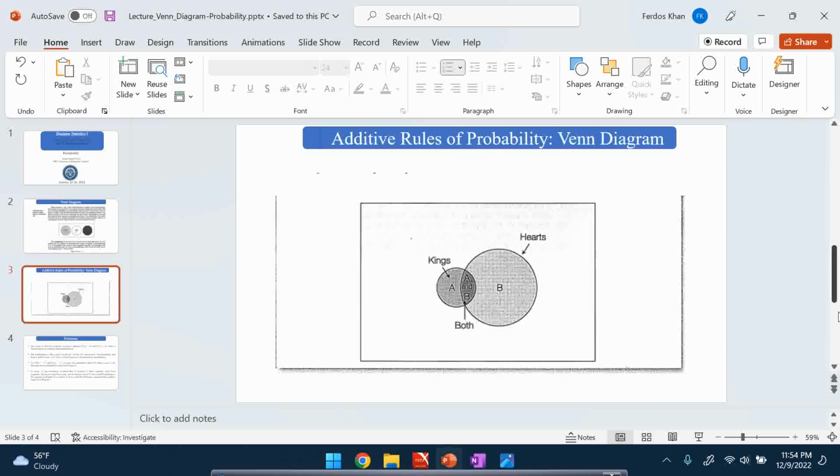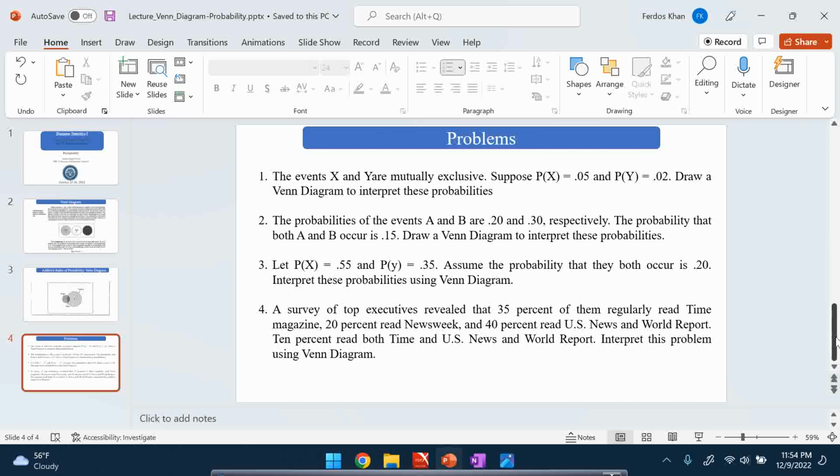We will do this from our problems so that we can explain it. I have these problems, so you can see that the first problem is: the events x and y are mutually exclusive. Suppose the probability of x is equal to 0.05 and the probability of y is equal to 0.02. Draw a Venn diagram to interpret these probabilities.